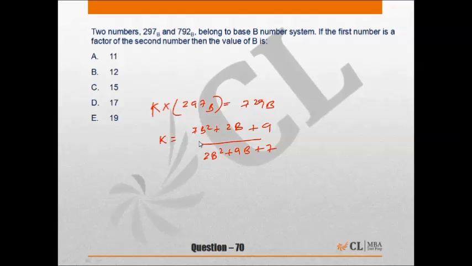So our answer will be that option in which the given figure on substituting for b will give an integral value of k. On checking the options, we find that when b is 19 we get an integral value of k, which is equal to 3. Therefore our answer is 19.